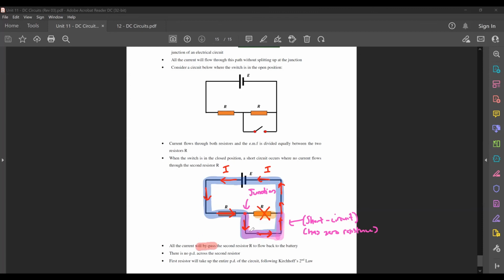All the current will bypass the second resistor to flow back to the battery. Because there's no current through the second resistor, there is no PD across it. The first resistor here will actually take the entire PD, following Kirchhoff's second law. If you look at the blue colored line I've just highlighted, this is your EMF. This is your only PD. So if this one was E, this one would obviously be E also. This is what short circuit actually means.